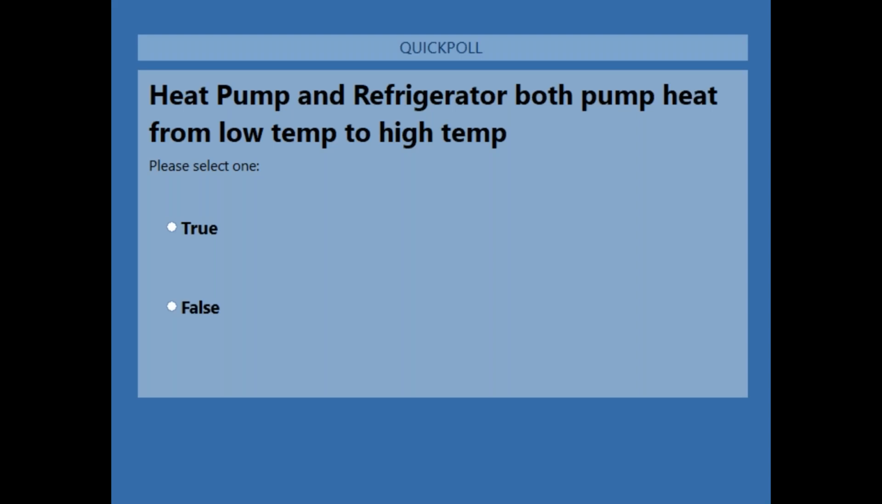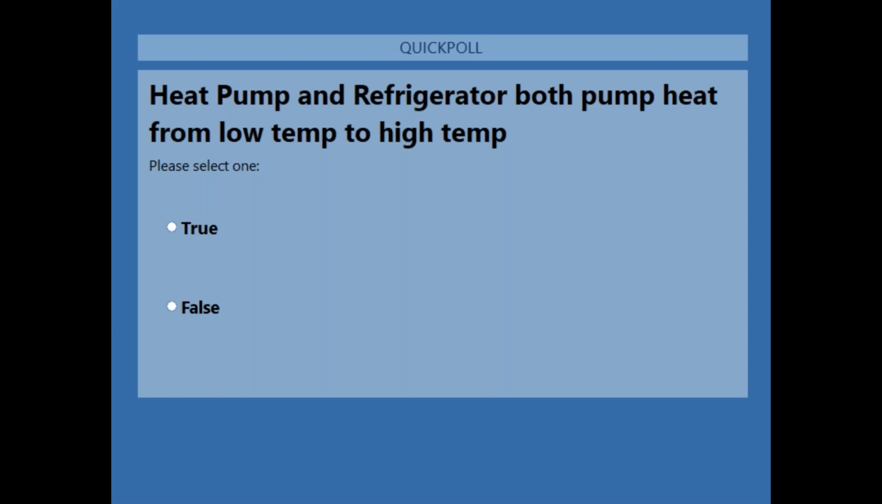Now what I see is that some 70% of the class have understood this concept. There are still 30% of them struggling to understand this. So I'll just repeat what I'm trying to tell you. Please note that both the heat pump and a refrigerator pump the heat from lower temperature to higher temperature. Both of them pump the heat from lower temperature to higher temperature.